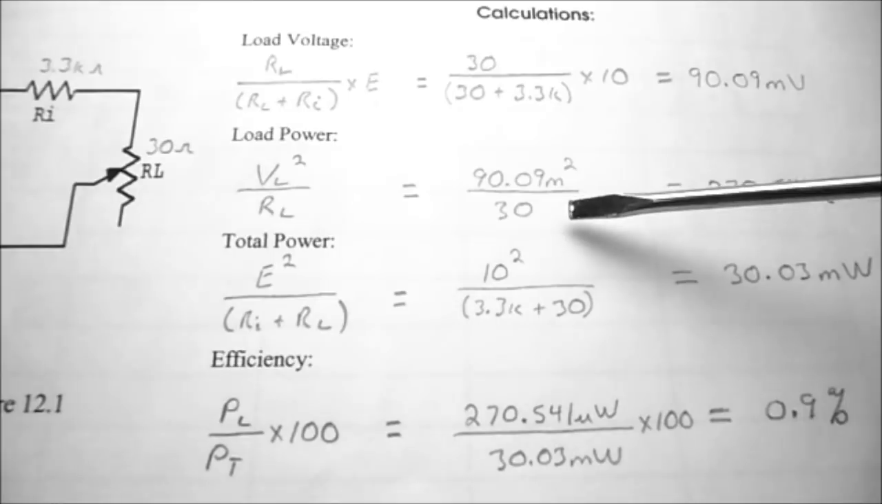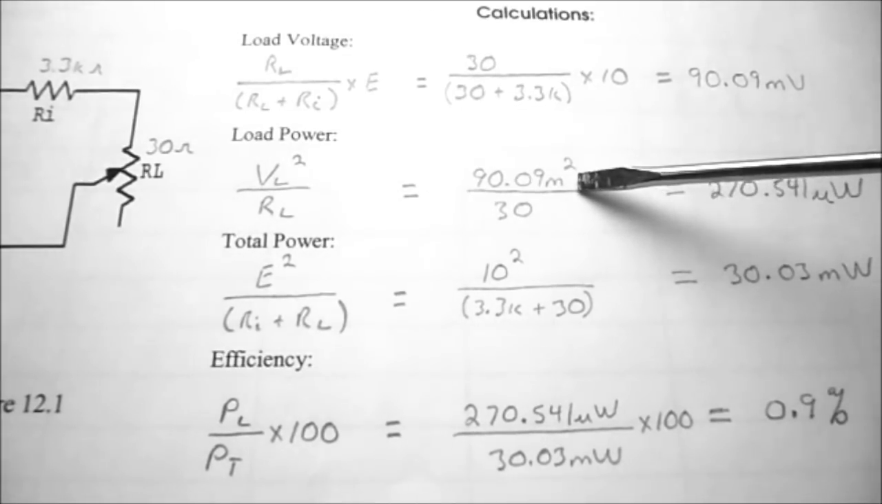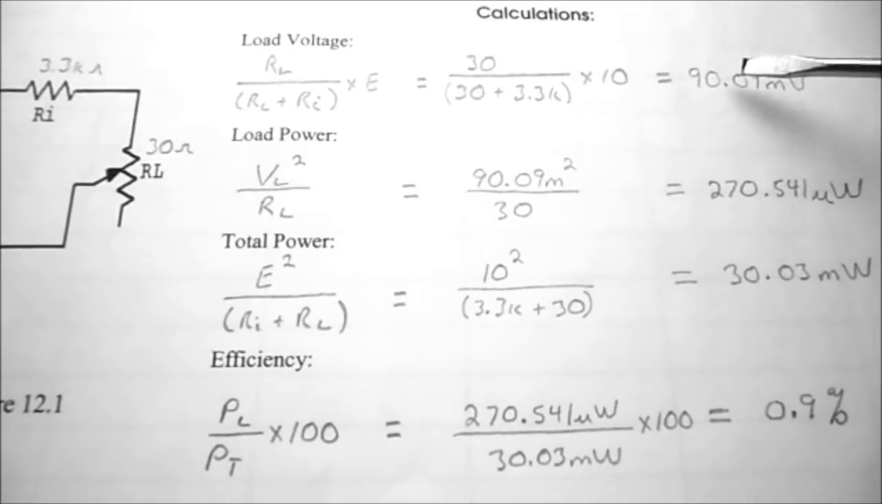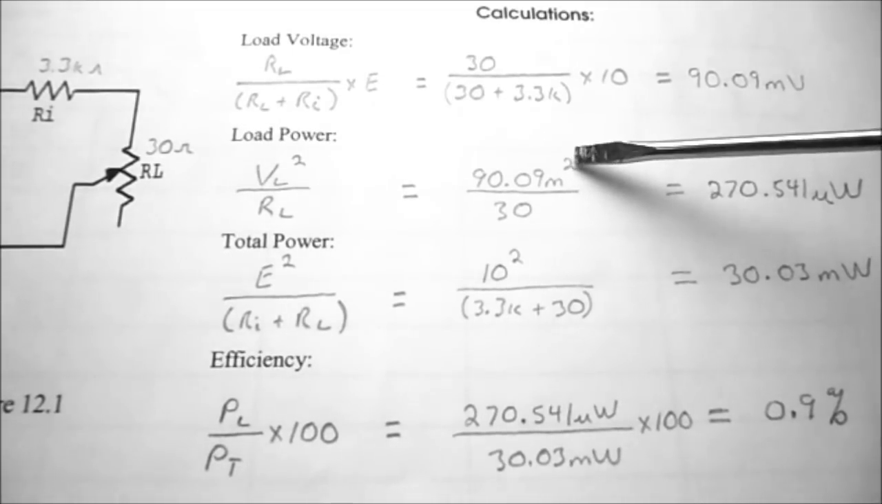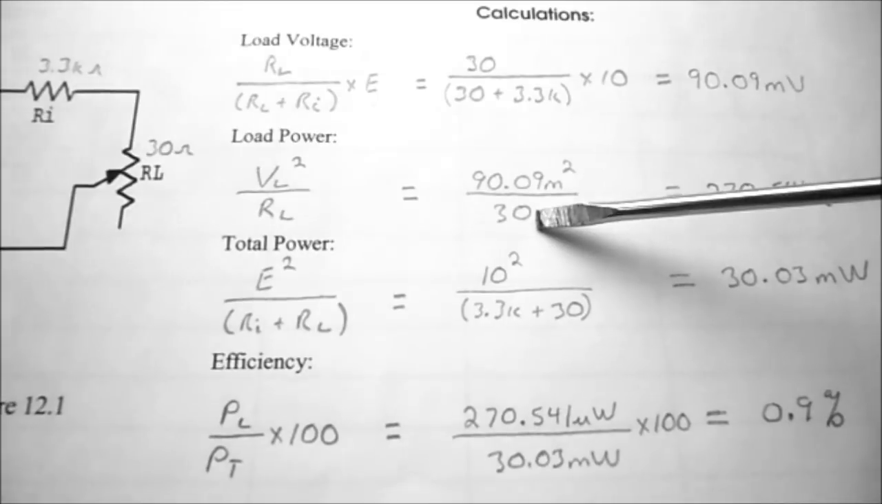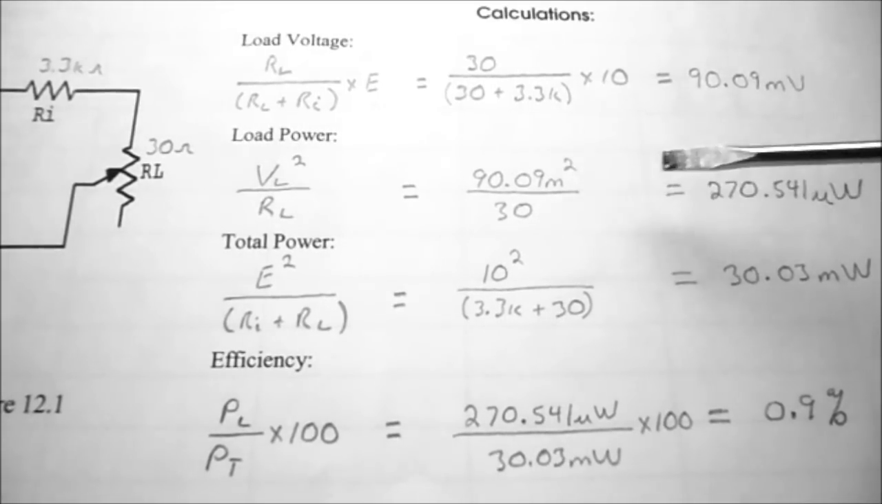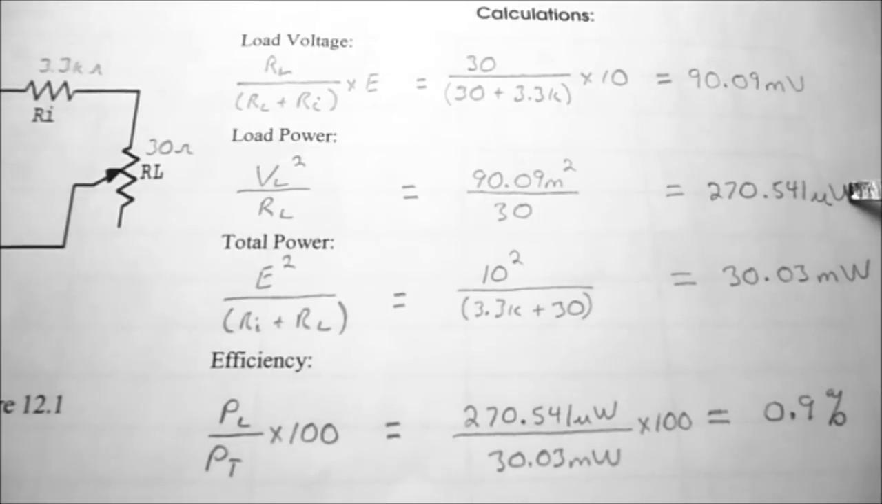The load power is going to be equal to 90.09, that's the voltage that we just calculated. We're going to square it and divide it by RL, which is 30 ohms. And that should work out to 270.541 microwatts. Remember, that's times 10 to the power of minus 6.